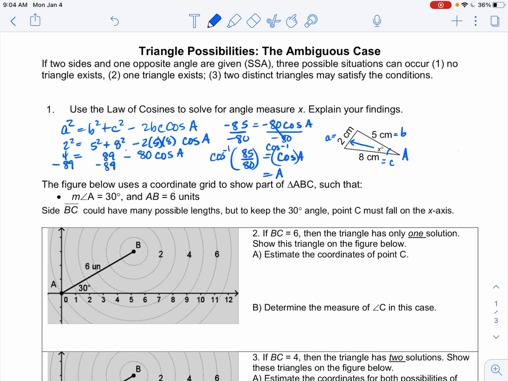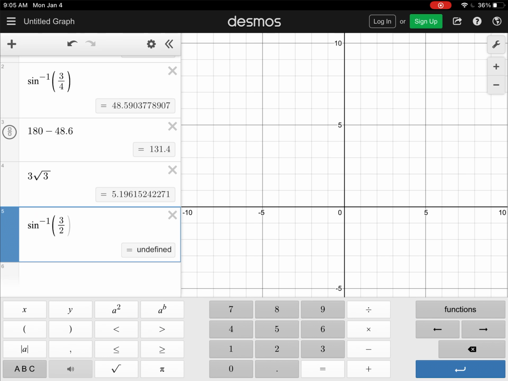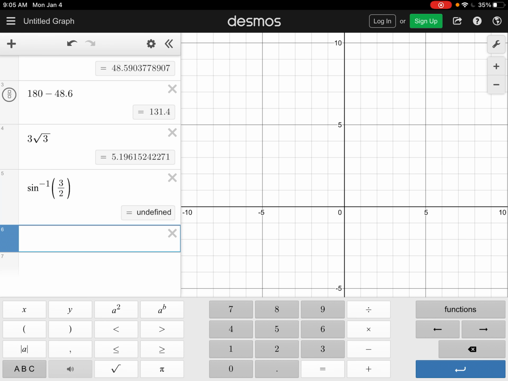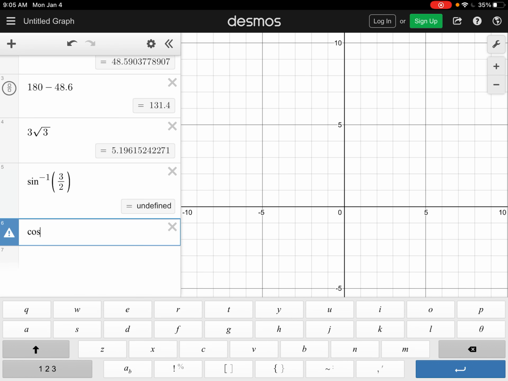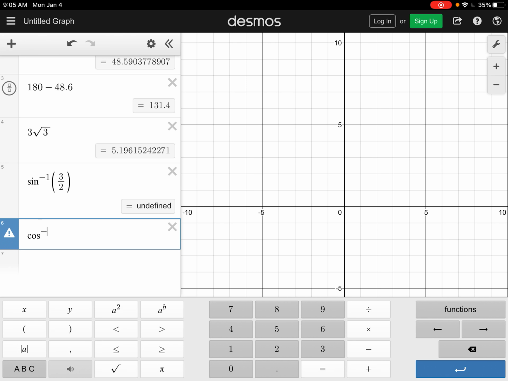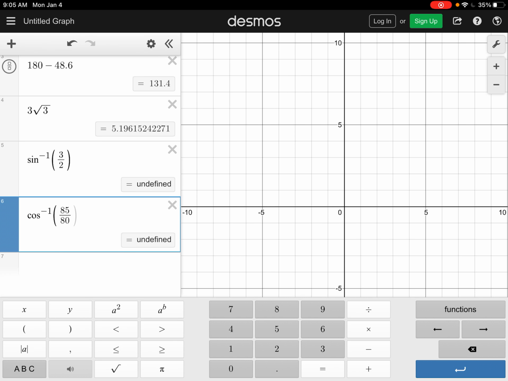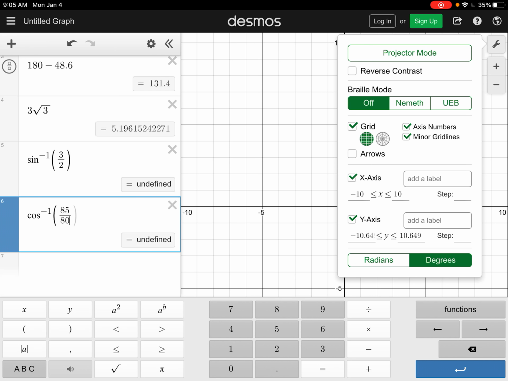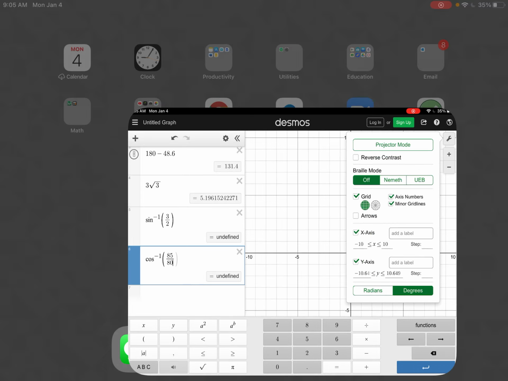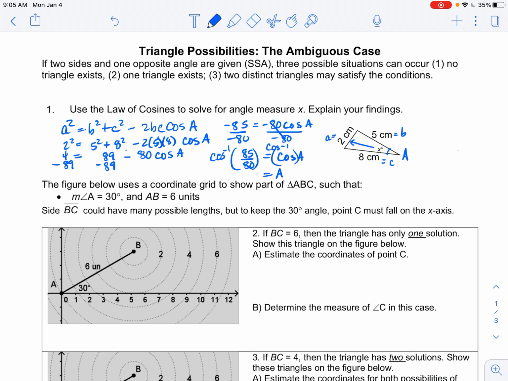Now let's plug that into Desmos so that we can actually see it. So inverse cosine of 85 over 80. If I come over here, inverse cosine, cosine raised to the negative 1, 85 divided by 80, and that's giving me undefined. I'm just going to make sure I'm in degree mode, so that's correct. It is undefined because cosine is not defined for values greater than 1.